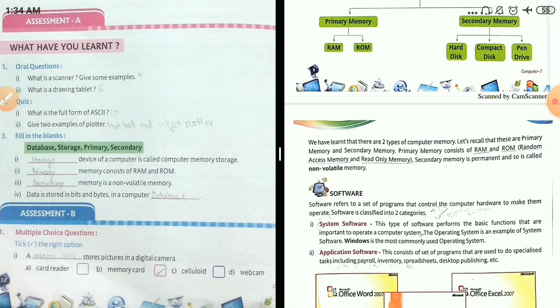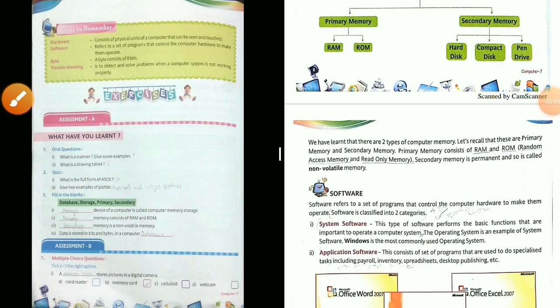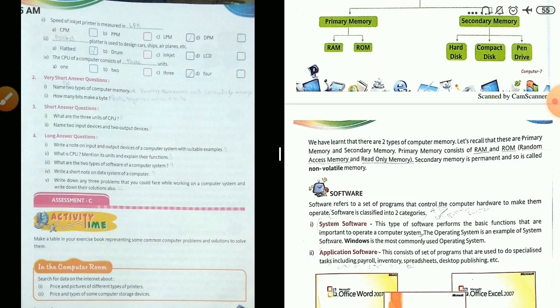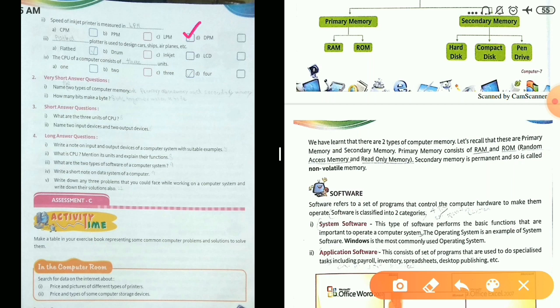A dash stores pictures in a digital camera. That is your memory card. Okay, a memory card stores picture in a digital camera. The answer is B part, memory card. Now the second question, that is over here. Speed of inkjet printer is measured in what? In lines per minute. C option you are having LPM, that is your lines per minute. This one. For the third answer, dash plotter is used to design cars, ships, airplanes, etc. The answer is your flatbed plotter.